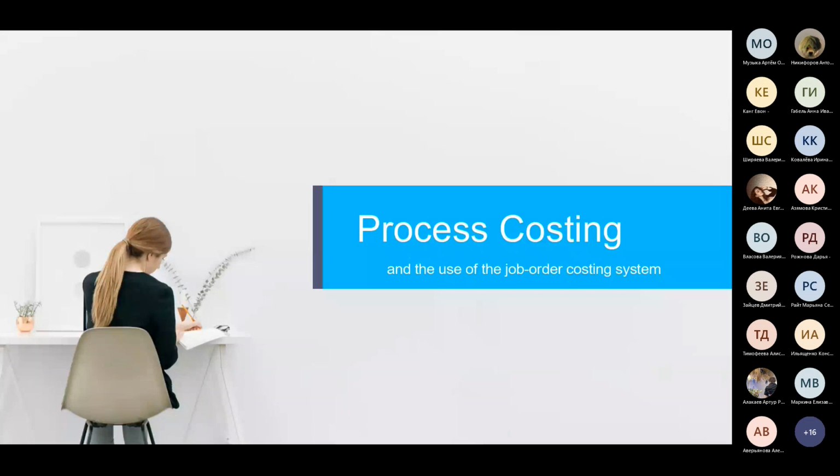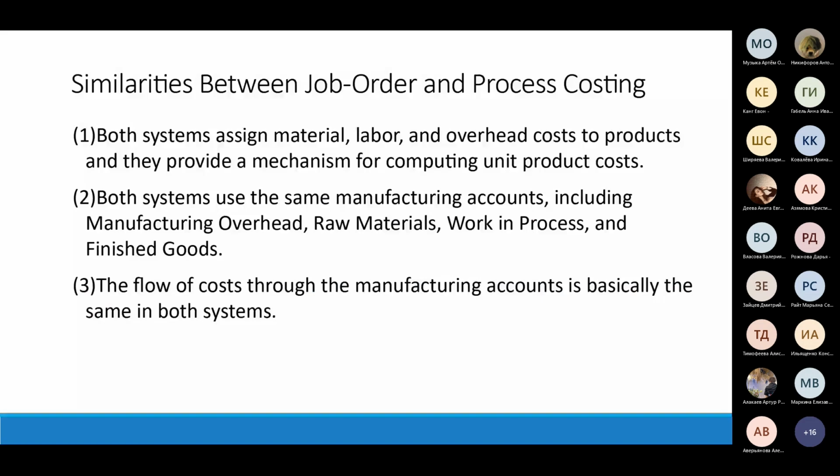The second system that I want to share with you is process costing. This process costing system is very similar to the job order costing system. That's why they are usually discussed together. Both systems assign material, labor, and overhead cost to products, and they provide a mechanism for computing unit product cost.